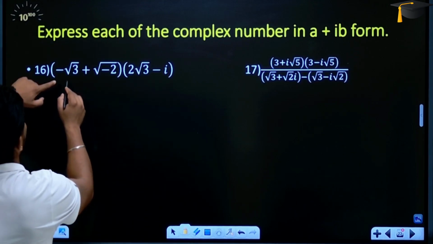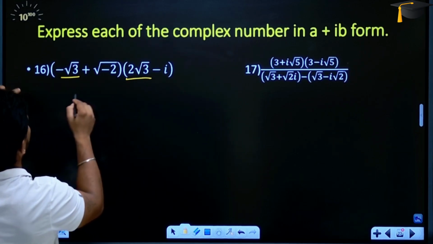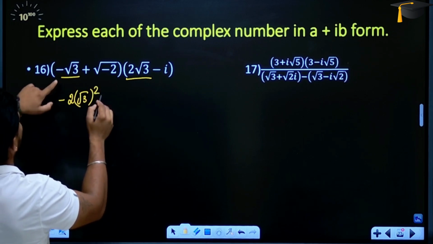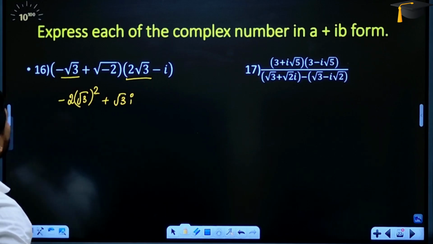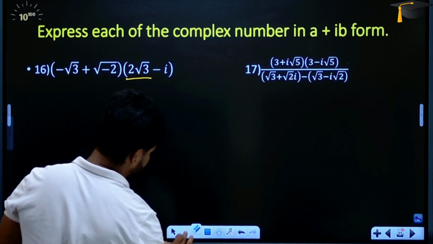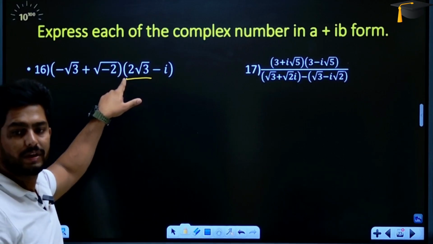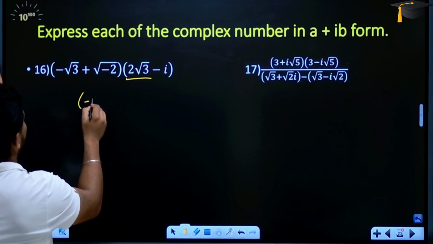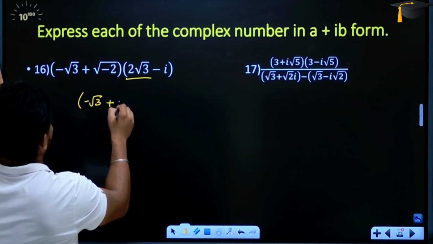Okay, next this one. This is also multiplication, right? Minus root 3 into 2 root 3, minus 2 into root 3 the whole square. Next this is plus root 3i. Nice question this is. Okay, wait, let's not do it like this. Observe this: what they have given is minus root 2 under the root. Remember from the beginning of complex numbers, what we learned. So let's rewrite it. It is minus root 3 plus i root 2.